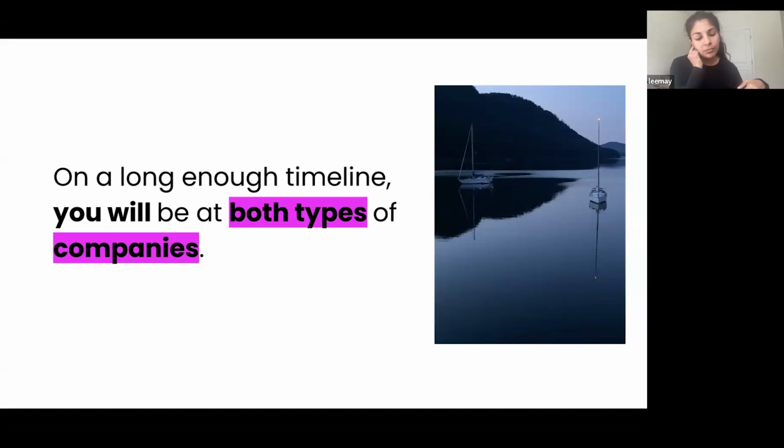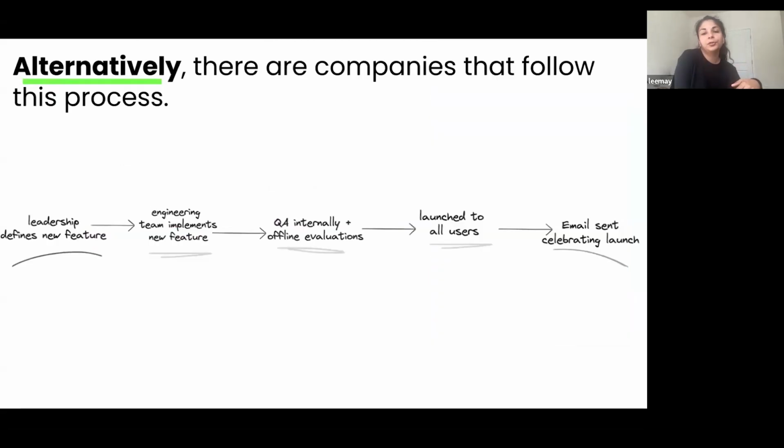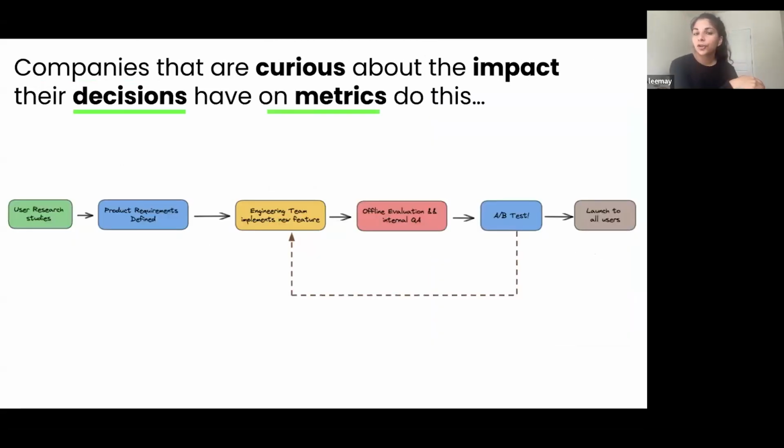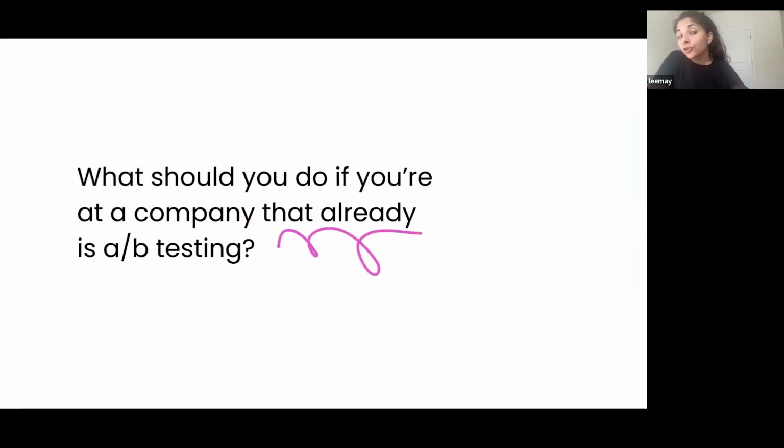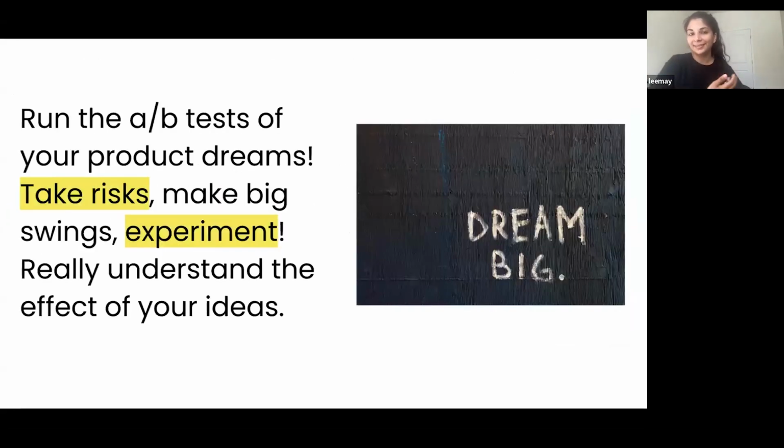We got insights, we started to understand the impact our features had on our metrics. And now I'm at Spotify, where we are absolutely practicing this process, which does incorporate A/B testing. So this is all to say, on a long enough timeline, you will be at both types of companies. What should you do if you're already at a company that uses A/B testing? You should run A/B tests. You should take risks, make big swings, experiment, really understand the effect of your ideas, dream big. That's the whole beauty of A/B testing: you can evaluate small changes, big changes, and really understand the impact.